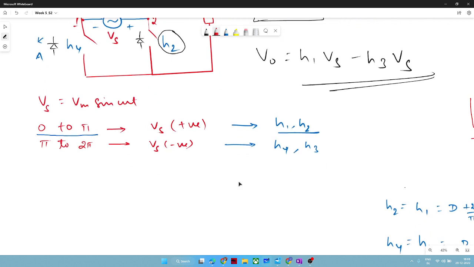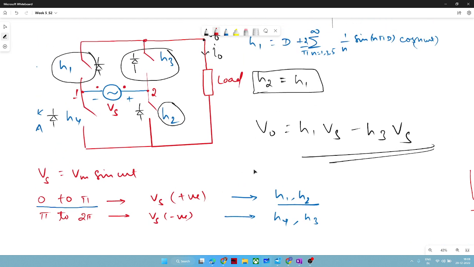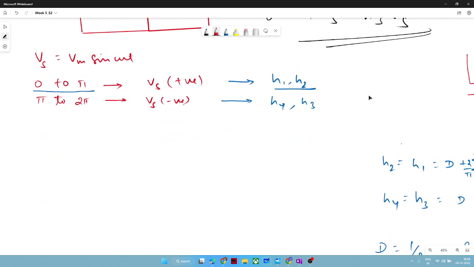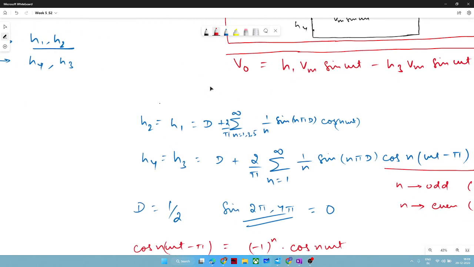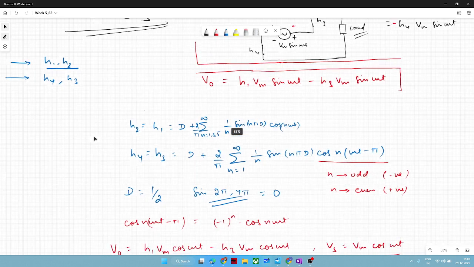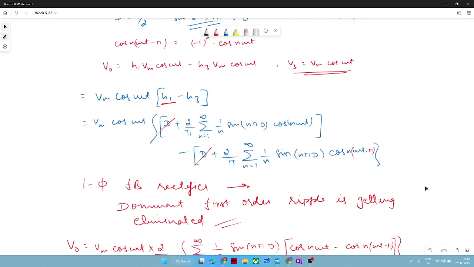After that, we found a very interesting property. What are the benefits of the full wave converter? Because we are investing something, right? We are investing in the number of switches, so we want some improvement in performance. We want some outcome. For that purpose, I showed that if you do H1 minus H3 Vs, the dominant highest order component of ripple, dVs and dVs, would get cancelled out, and the major part of your ripple will be eliminated.